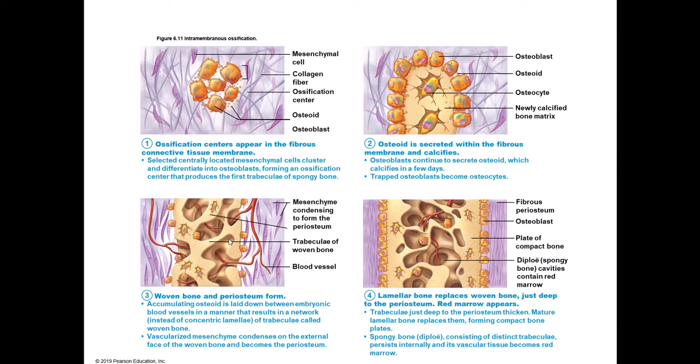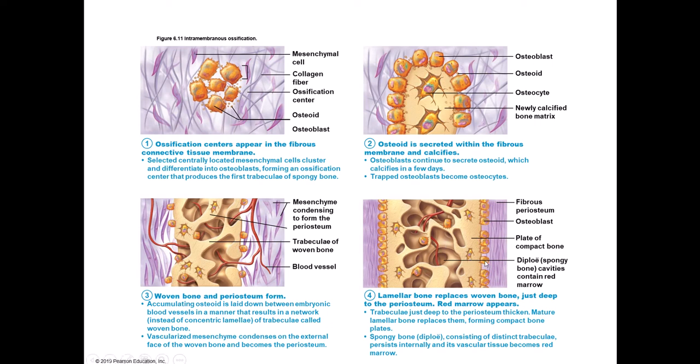That brings oxygen, nutrients, more osteoblasts. Eventually, the lamellar bone, the trabecular bone, actually replaces that initial woven bone. Red marrow will start to appear within the cavities, and will start to develop compact bone on the outer edges just underneath that periosteum that makes those sandwich plates.